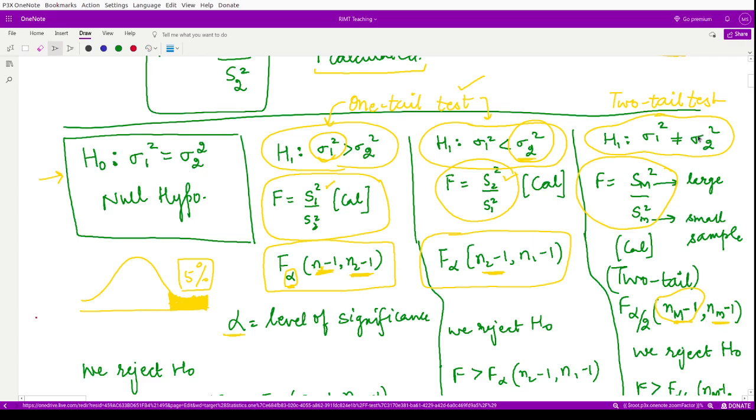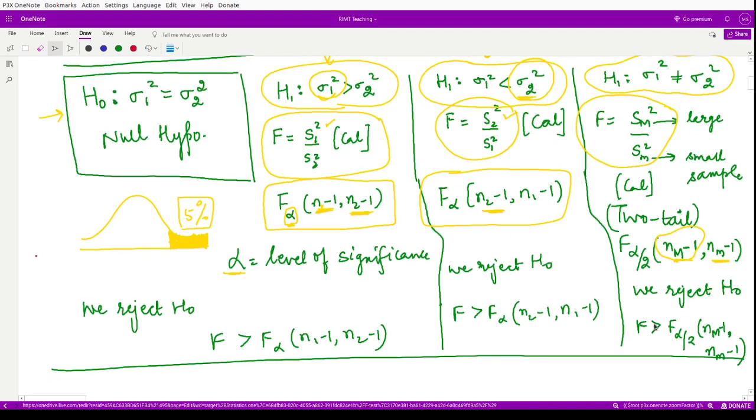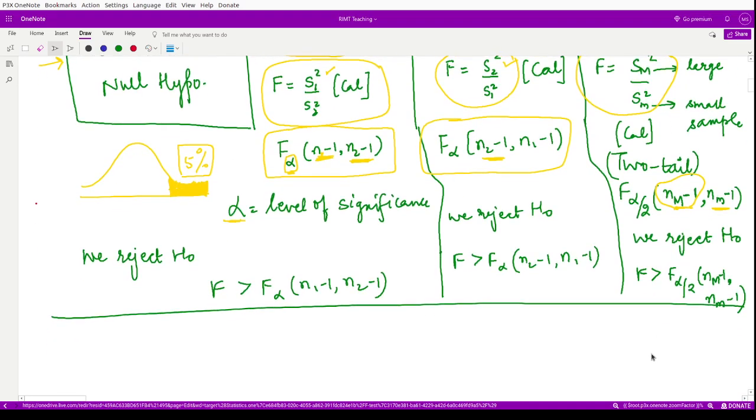However, in two-tailed test, what is the difference? We take alpha by 2. Why alpha by 2? Because for two-tail, your critical region now divides into two portions. So the combined shaded portion should result in the given significance level, say 5%. One portion would be 2.5%, another portion would be 2.5%, so that when you combine them, that results in 5% level of significance. So you will check your tabulated value at alpha by 2 level, that is 2.5% in case of 5%, according to these degrees of freedom.